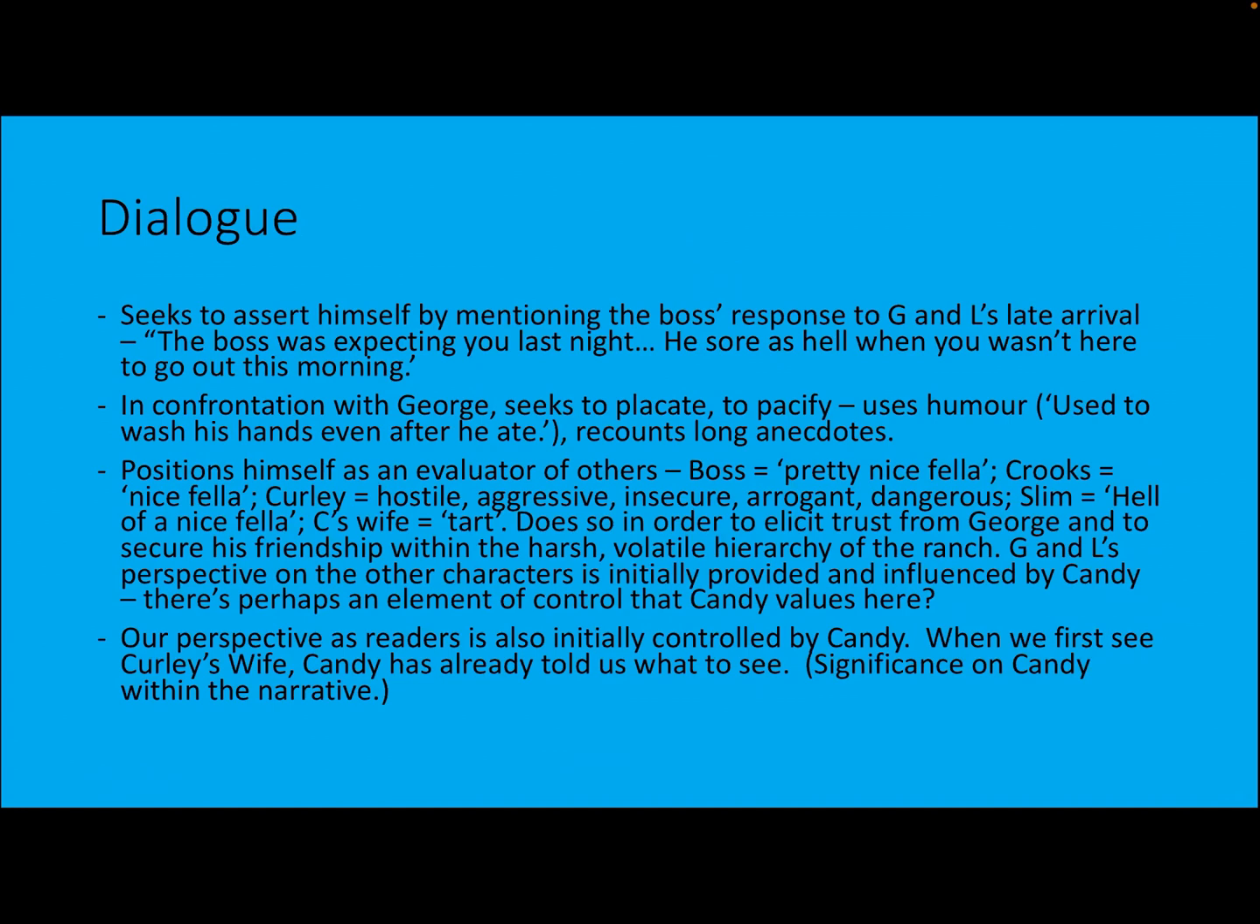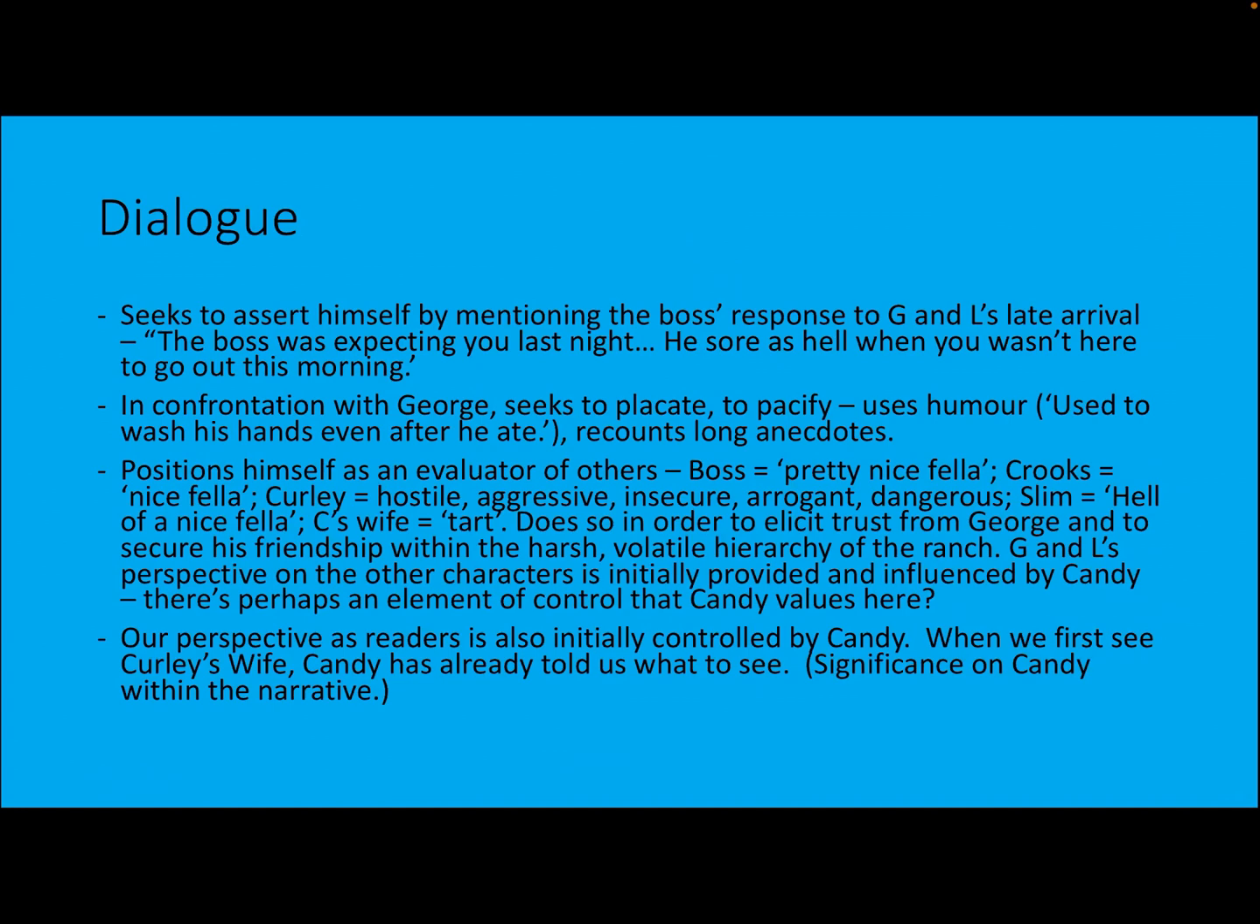The first thing I think that's quite interesting is that he sort of tries to almost attack George and Lenny a little bit when he first meets them. He seeks to assert himself, at least, by mentioning the boss's response to George and Lenny's late arrival on the ranch. He says, "The boss was expecting you last night. He was sore as hell when you wasn't here to go out this morning." And he actually mentions that later as well.